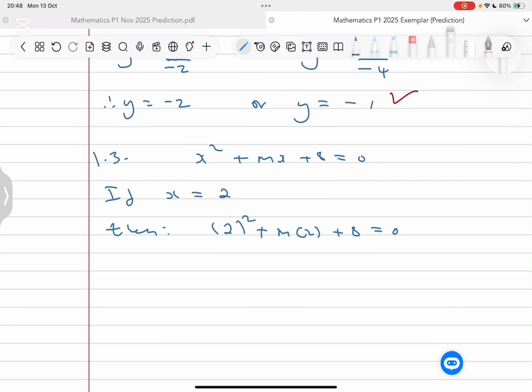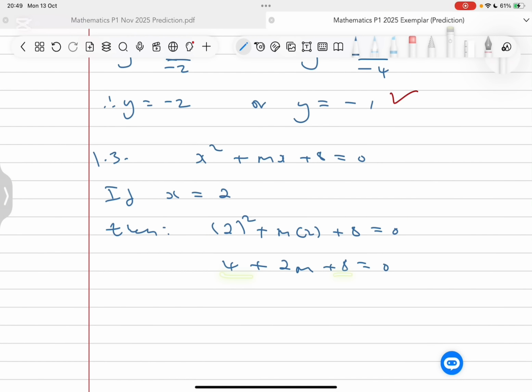Now notice that when I use that value of x that we're given, the solution to this equation, I am now able to find the value of m. And that will be really useful in our problem. So here I'm going to have a 4, I'm going to have a 2m, I'm going to have an 8 is equal to 0.